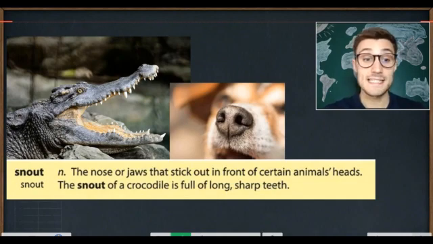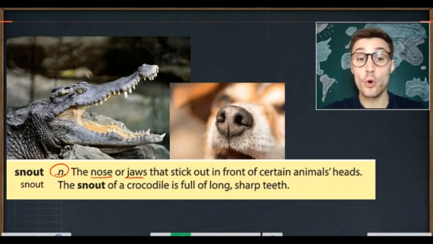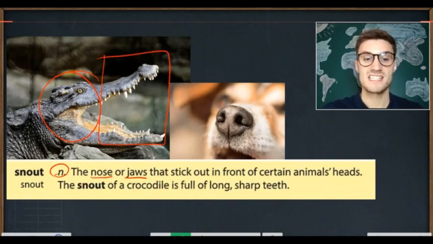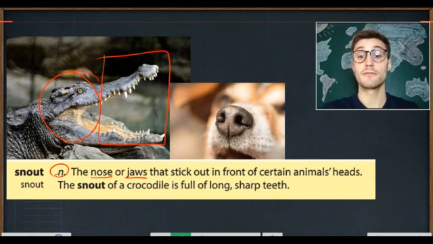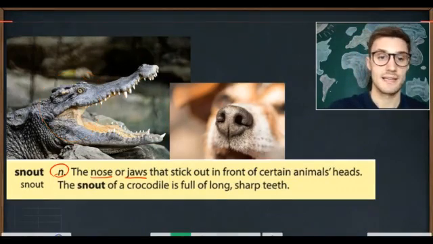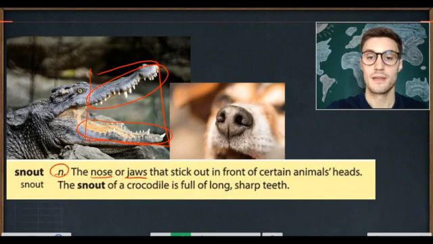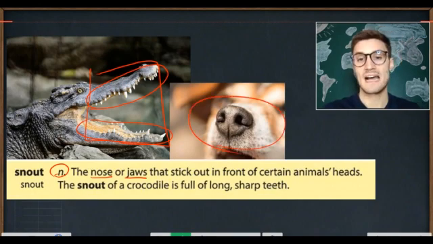The next word is snout. Now, snout is the name of the nose or jaws that stick out in front of certain animals' heads. So here is the animal's head. The part that sticks out is the snout. The snout of a crocodile is full of long, sharp teeth. See, its snout is full of long, sharp teeth. Now, a dog also has a snout, its nose part. A pig has a snout.